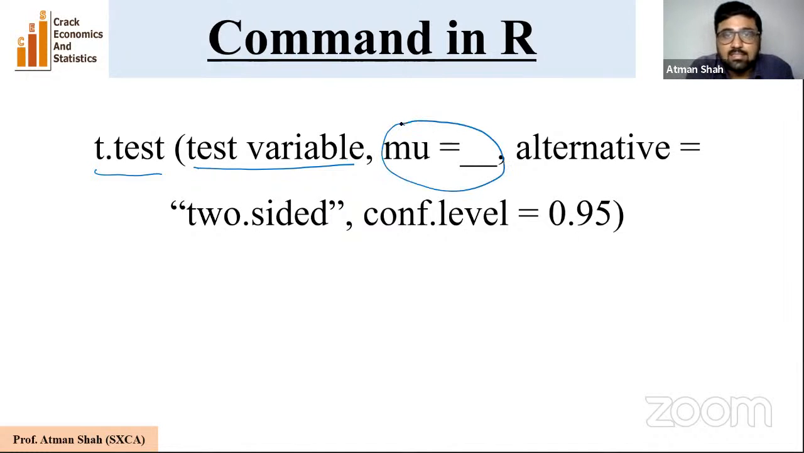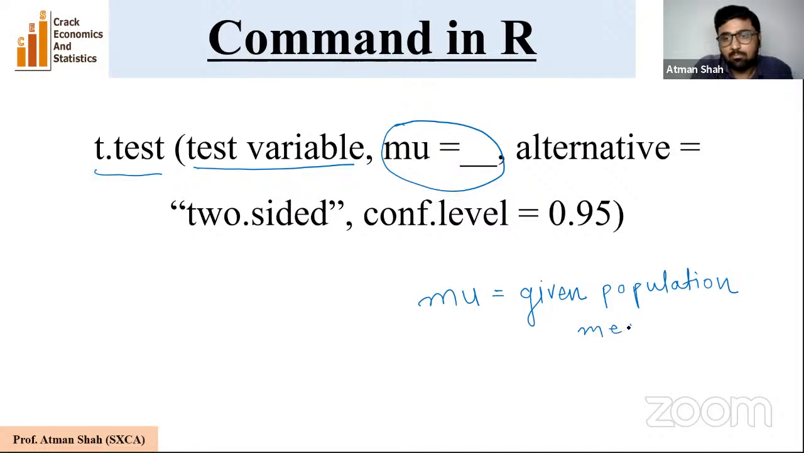Mu is the given population mean. Alternative is equal to two-sided and confidence level is equal to 0.95. If you do not write this portion, this is the default selection. If you do not write it, R takes it as two-sided and confidence level is equal to 0.95. So this is the command that we are going to use when we perform the t-test in RStudio.